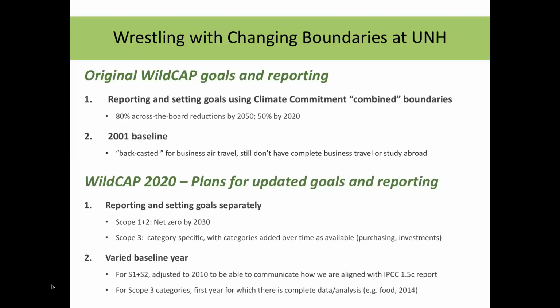But we're going to report our scope 3 emissions category by category. We will add categories over time if and as we are able to, and we will set separate goals for that. We do want to continue to honor our carbon neutrality commitment, but separating it out this way allows us to talk about our direct versus indirect impacts in a way that makes sense to our campus community, and it meets a number of goals for us. So this has been a really slow process and set of conversations, but worthwhile.